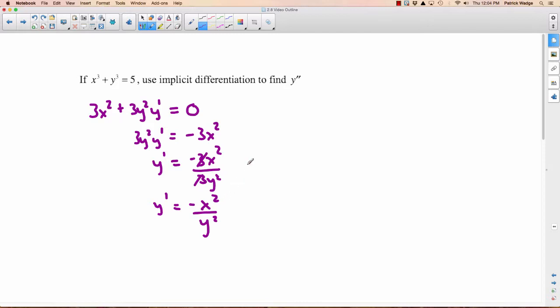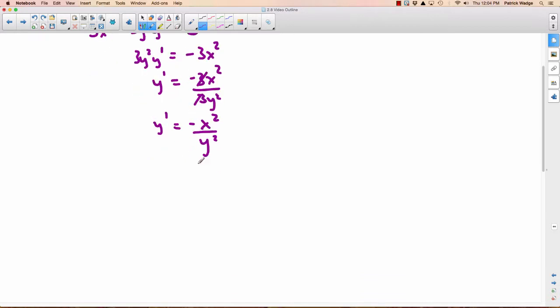But now I need to get y double prime. So here we go, y double prime, second derivative. How do we do that? I take the derivative of the first derivative. So I'm taking the derivative of this. Well, wait a minute, how are we going to do that? We're going to have to use the quotient rule here, aren't we?